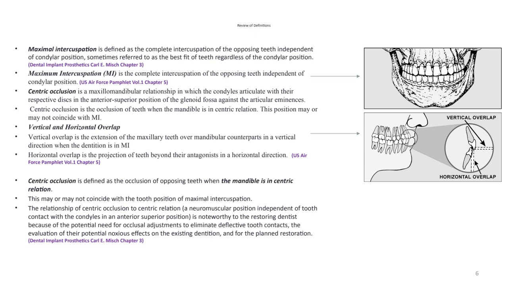Centric occlusion is a maxillomandibular relationship in which the condyles articulate with their respective disc in the anterior superior position of the glenoid fossa against the articular eminence. Centric occlusion is the occlusion of teeth when the mandible is in centric relation. This position may or may not coincide with the maximal intercuspation.